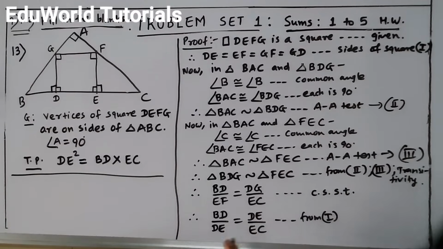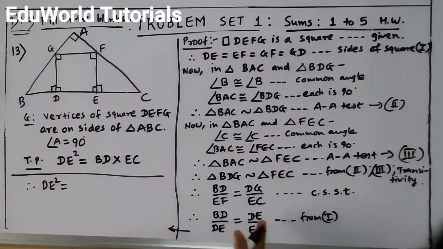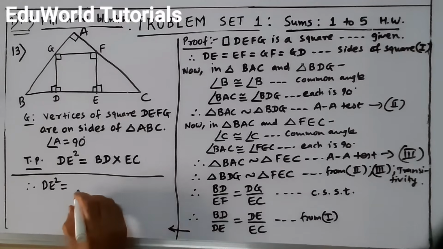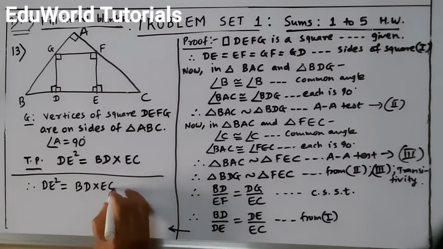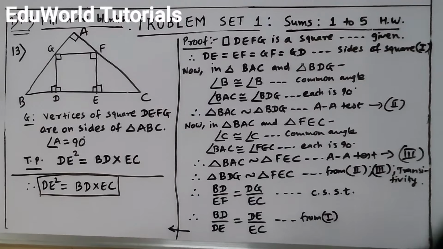Now on cross multiplying I will get DE into DE, which is DE square. Therefore DE squared is equal to BD into EC, BD multiplied by EC. This is how we can get the required thing to be proved.